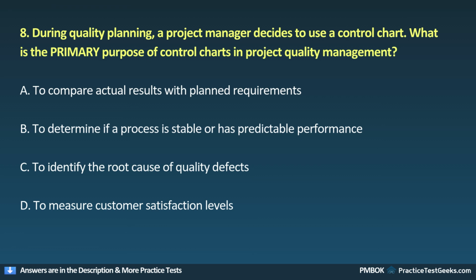8. During quality planning, a project manager decides to use a control chart. What is the primary purpose of control charts in project quality management? A. To compare actual results with planned requirements. B. To determine if a process is stable or has predictable performance. C. To identify the root cause of quality defects. D. To measure customer satisfaction levels.